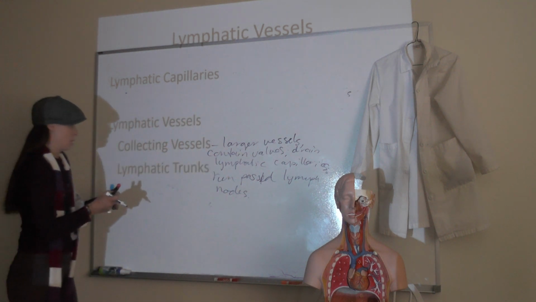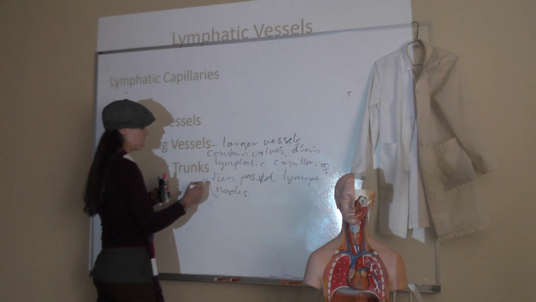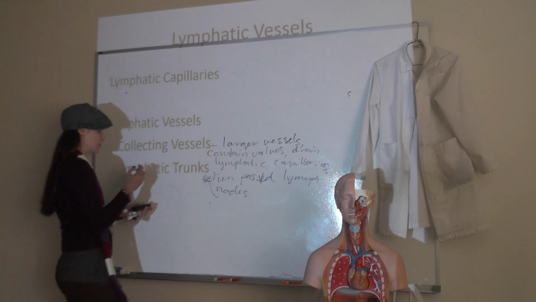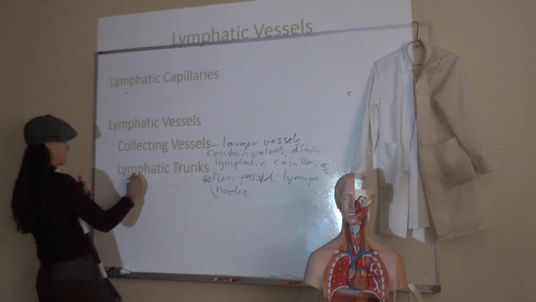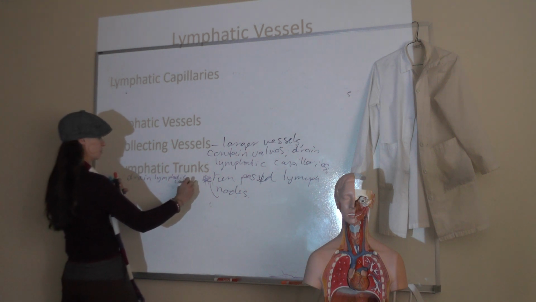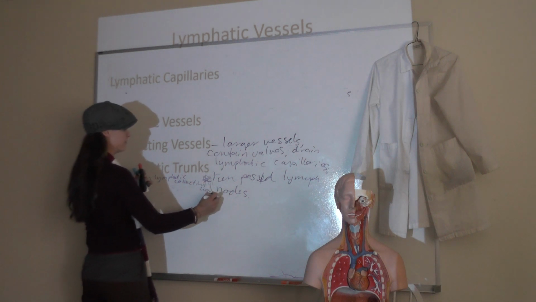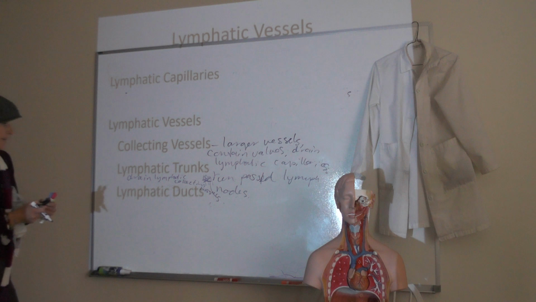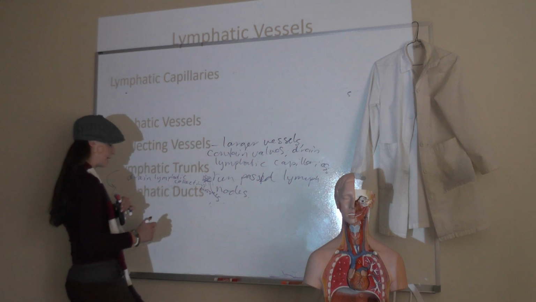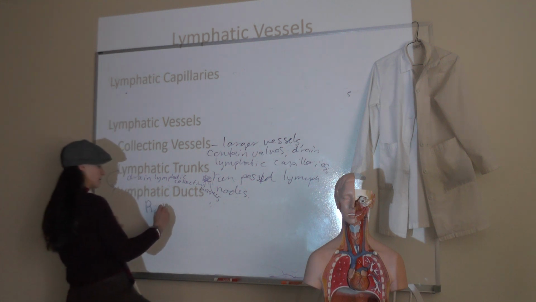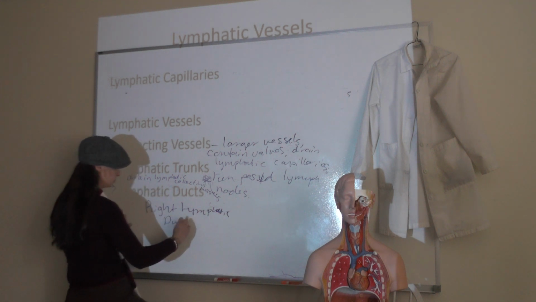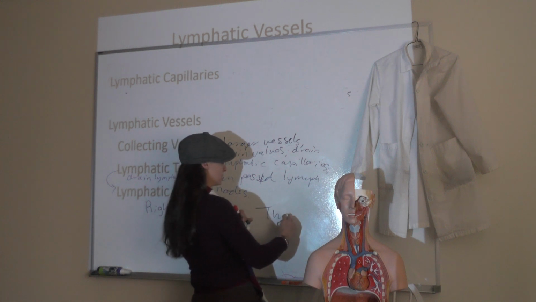So they're going to drain into lymphatic trunks. We don't have a lymphatic lab, so I'm not going to make you worry about memorizing your lymphatic trunks. Our lymphatic trunks will drain our lymphatic collecting vessels into one of two lymphatic ducts. So all of our lymphatic trunks are going to empty into one of two lymphatic ducts. We have the right lymphatic duct, and the thoracic duct.